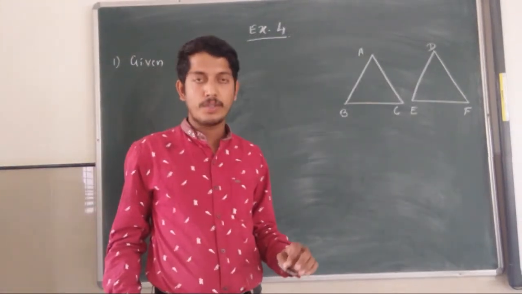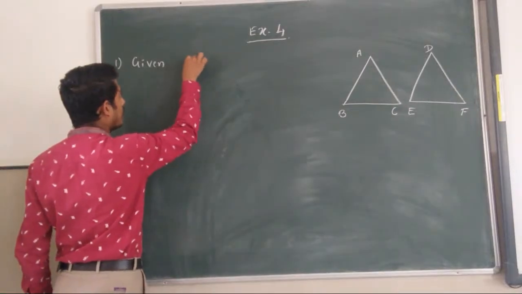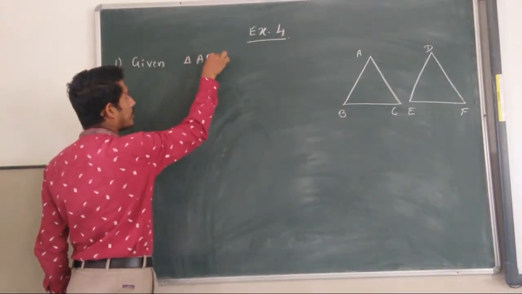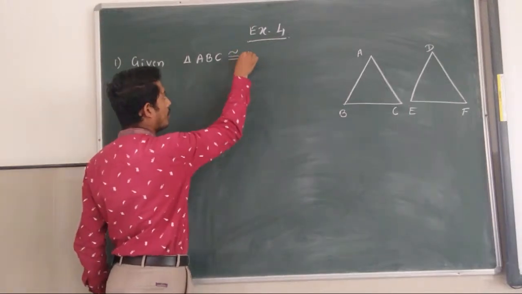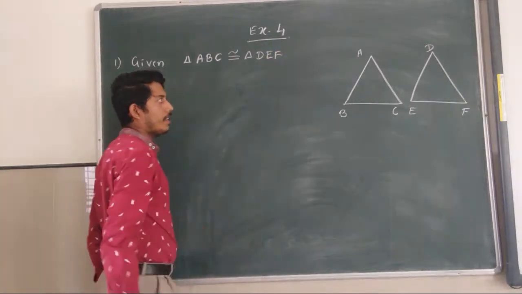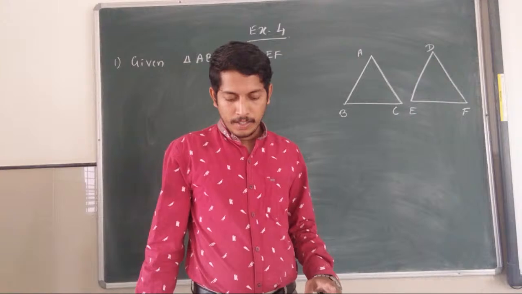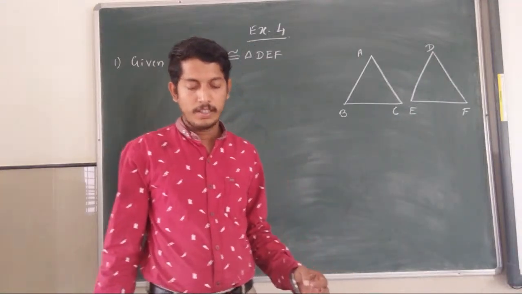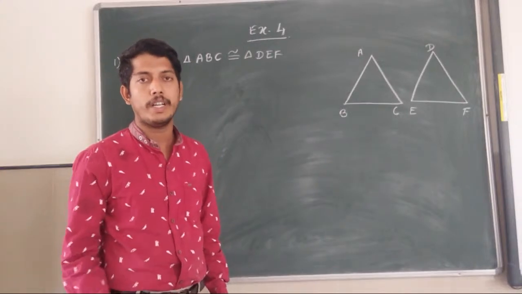Triangle ABC is congruent to triangle DEF. This is the first given point. The next one is the area of these two triangles, which are 64 centimeters square and 121 centimeters square.